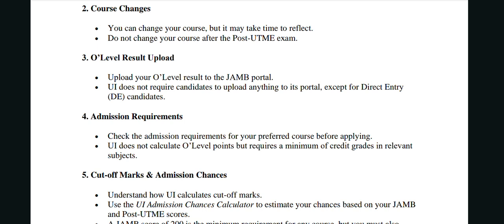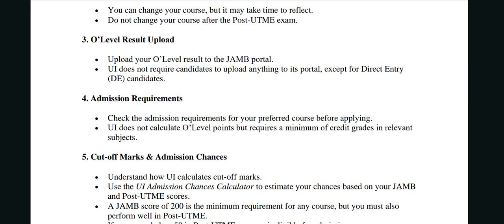So any decision to change your course must have been done before you choose UI, before the post-UTME exam, before you even register for post-UTME, because it will not reflect. If you recently changed your course before you register for post-UTME, the new course will not reflect when you are registering. It will only reflect when the cutoff mark has been released. So that means any changing of course after the post-UTME exam is wasted. Note that.